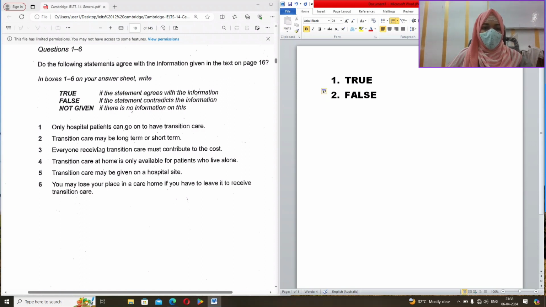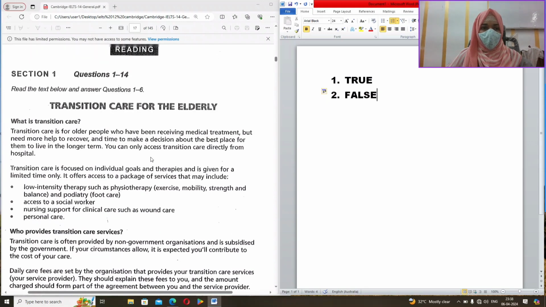Everyone receiving transition care must contribute to the cost. So everyone means each and everyone, everything, and these words also: must, to the cost, prepositions also, verbs also, adverbs also. Everyone receiving transition care must have to contribute to the cost.